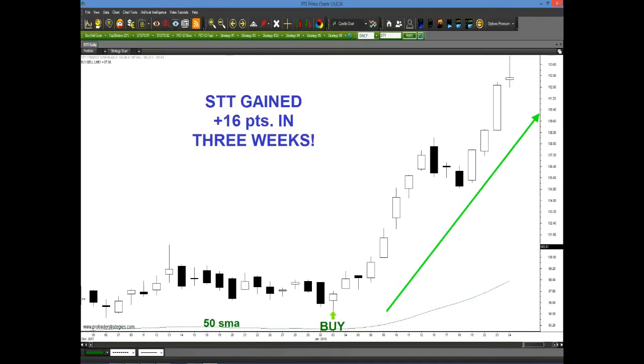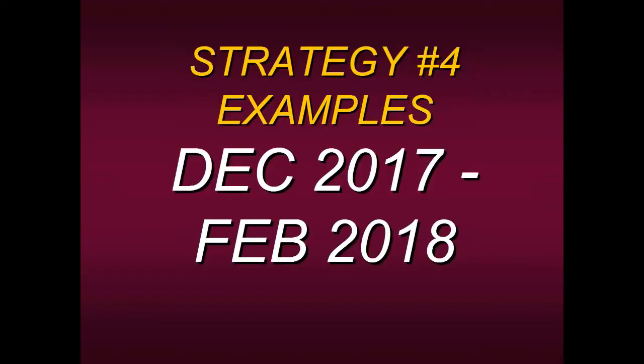The market tells you what it wants to do. You just have to learn how to listen to the market. All right, so let's look at some stock examples, and then we'll move on to other markets. But let's look at the last 3 months from December all the way till the end of February, okay?